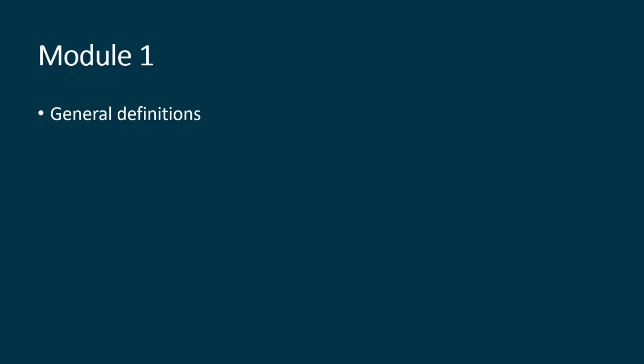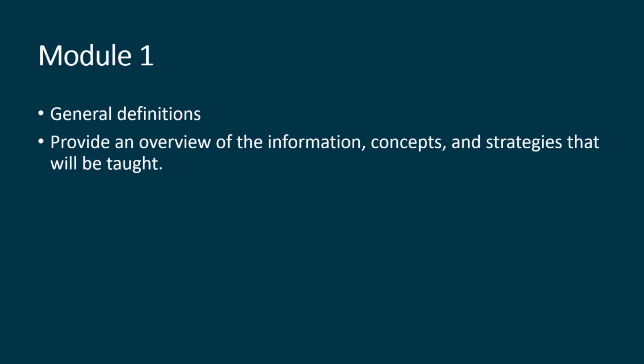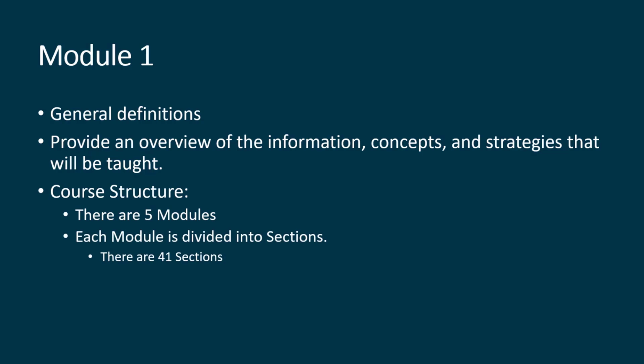So just to break it down a little bit more, module 1, I just go through some general definitions. I provide an overview of the information, concepts, and strategies that will be taught. It's kind of like what I'm doing right now. The course structure is that there are 5 modules, and then each module is divided into sections. And as I record this, I currently have 41 sections, including this one.